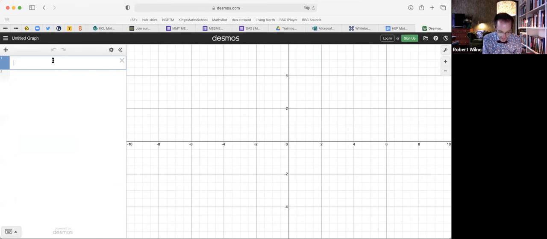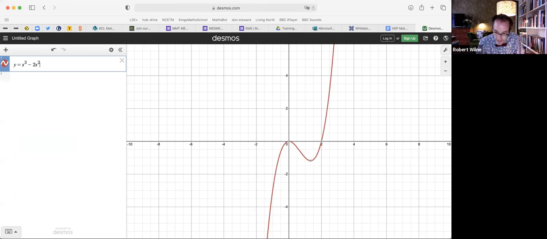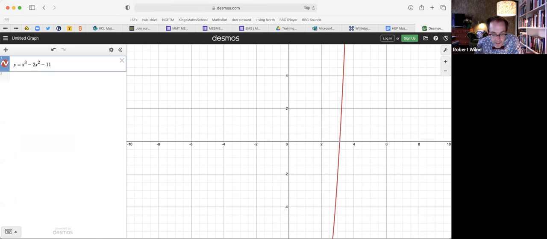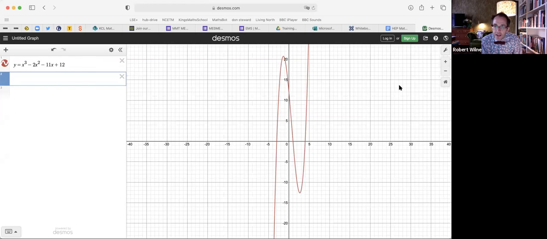So what did I have? I had y equals x, then shift 6 to make cubed, then I press the arrow key, subtract 2x squared, press the arrow key, subtract 11x plus 12, and then I've got the graph of it. Now I can scroll, and I can zoom in and out. What you can't do very easily is change the x-axis without changing the y-axis. You have to do that in settings.